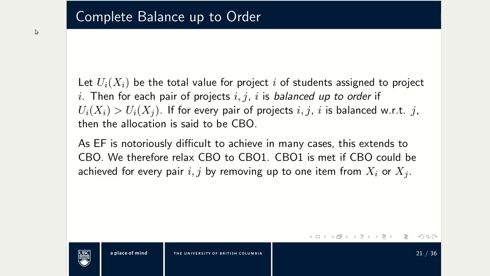So complete balance up to order, real quick, this is the idea of that. I have already described envy-freeness, so I'm just going to leave this here and I won't really go into it too much. But the important thing to note here is that envy-freeness is notoriously difficult to achieve in many cases, which extends obviously to complete balance up to order. So we relax it to complete balance up to order in one item, which has its definition right there.